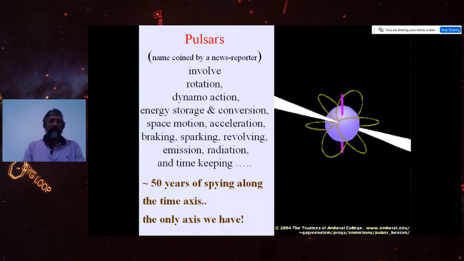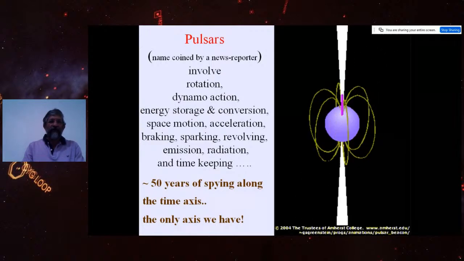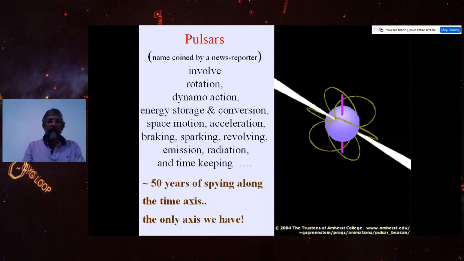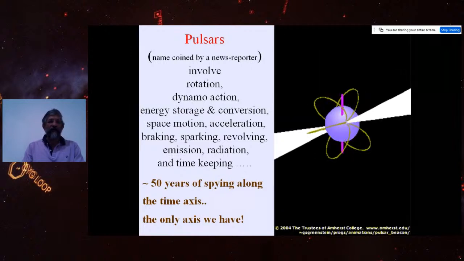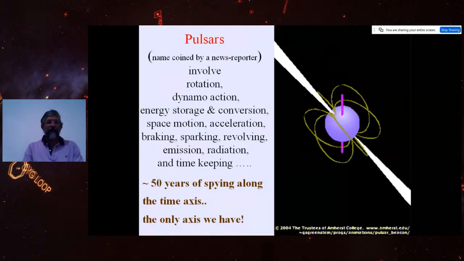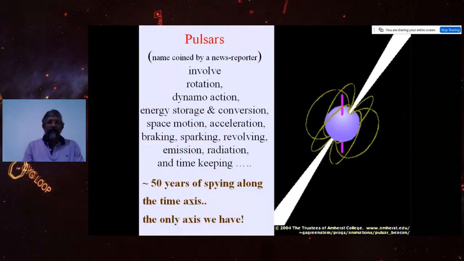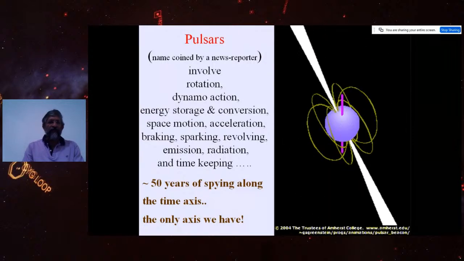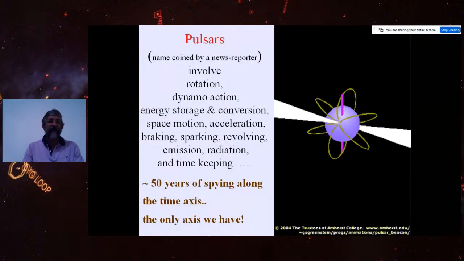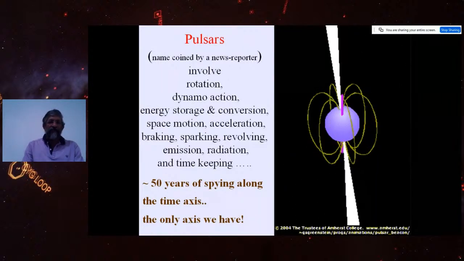There is acceleration in the region we're going to look at more closely. There is braking of the rotation. There is sparking close to the surface of the star. There is, of course, revolution and emission and radiation coming from these objects, and they are also great timekeepers.